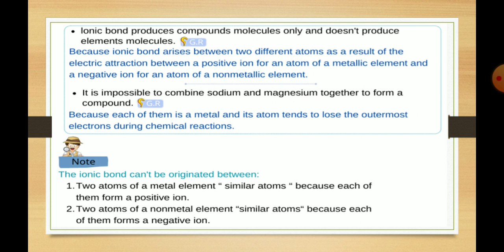Give reason, it's not possible to combine sodium and magnesium together to form a compound, because each of them is a metal and its atom tends to lose the outermost electrons during the chemical reaction.